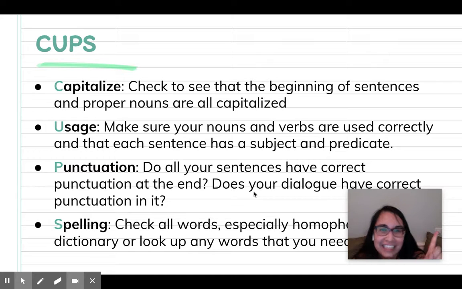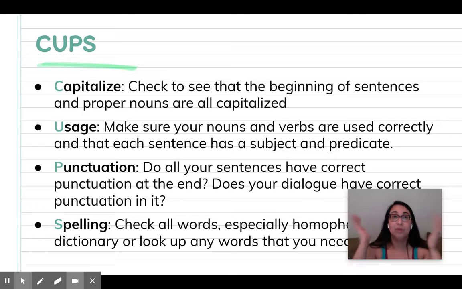for capitalizing, making sure the beginning of your sentences and proper nouns are all capitalized. Usage, making sure nouns and verbs are used correctly and that each sentence has a subject and predicate. Part of usage, this is the thing that most fifth graders struggle with, most writers actually, is tense. Making sure that you stay in the same tense as you're writing. So not jumping between past tense and present tense or future tense, making sure that you're staying in the same tense the whole time you're writing.